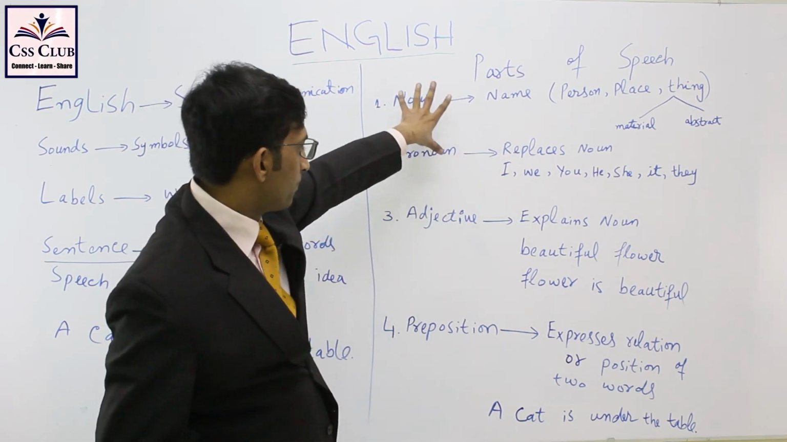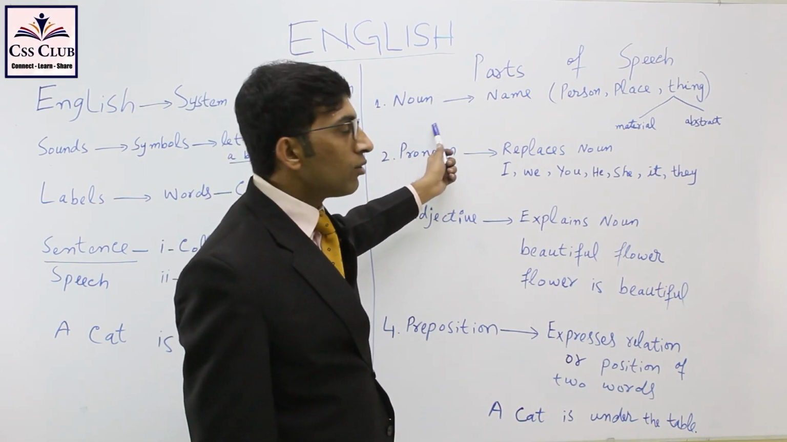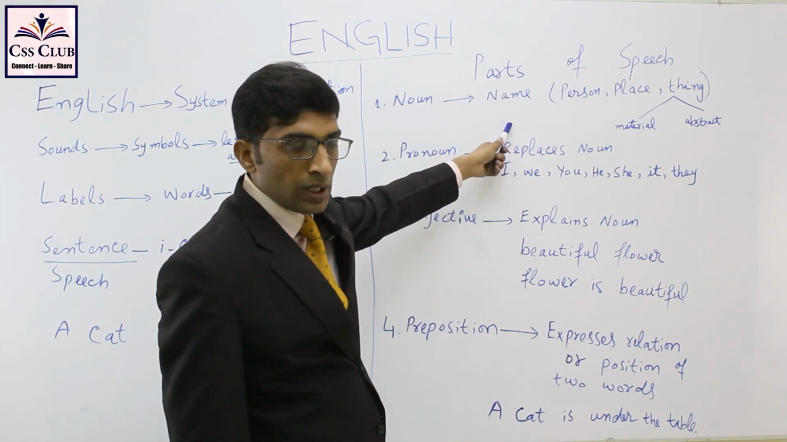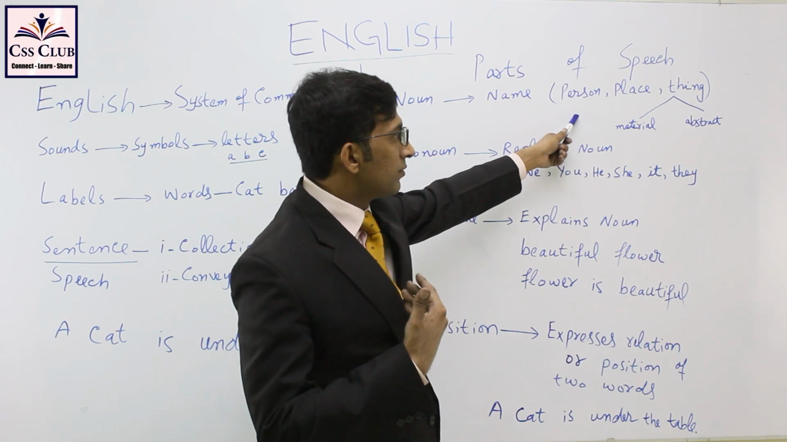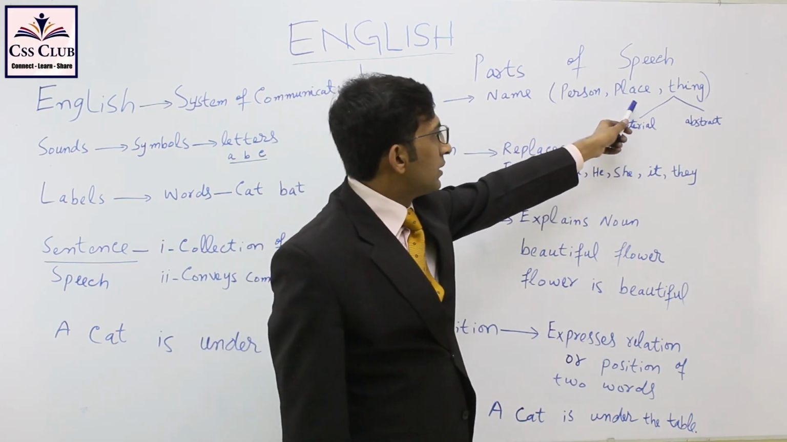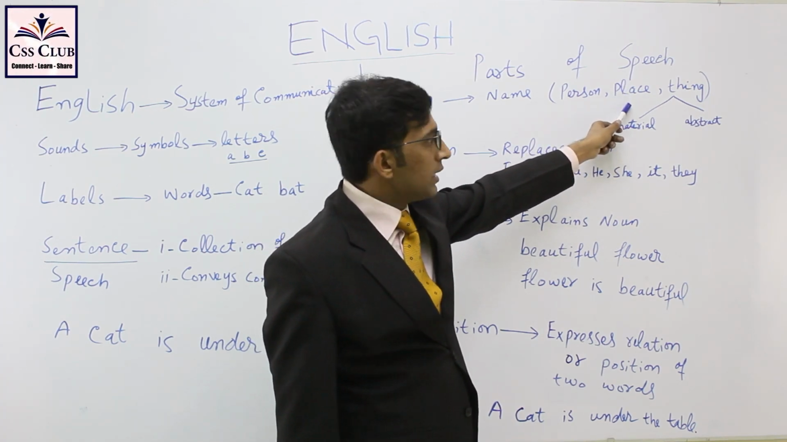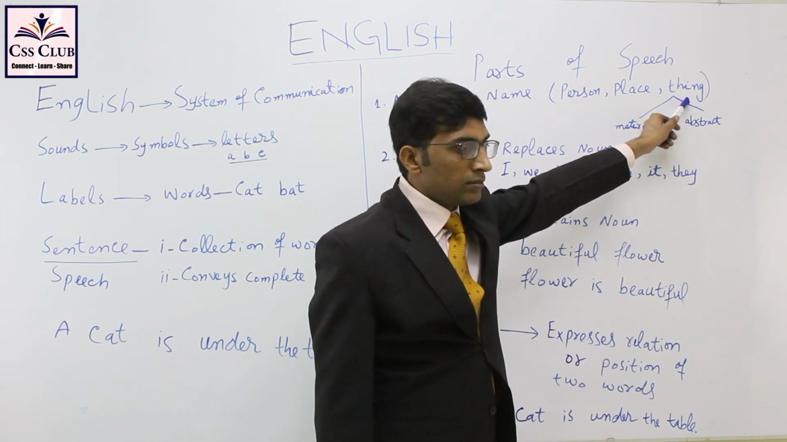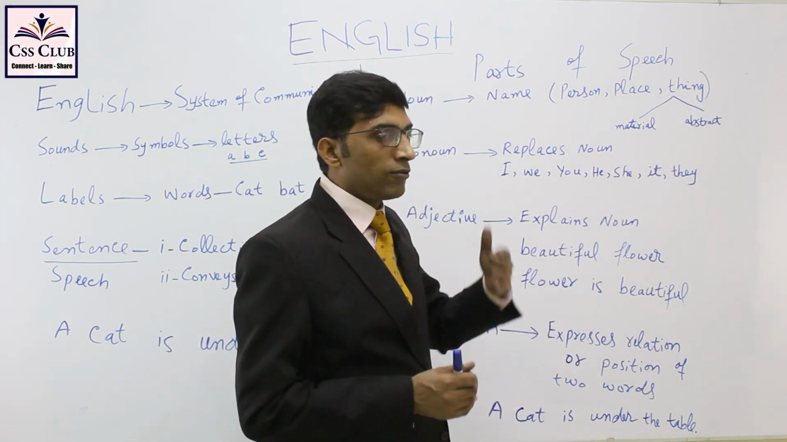So first of all, here's the noun. What is a noun? A noun is a name, as we all know. It can be the name of a person, like I'm Kashif. It's the name of a place, like Lahore. And it's the name of a thing, like marker, or beauty, or wisdom.